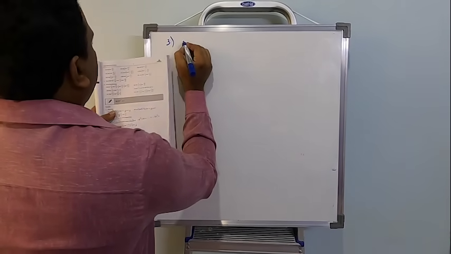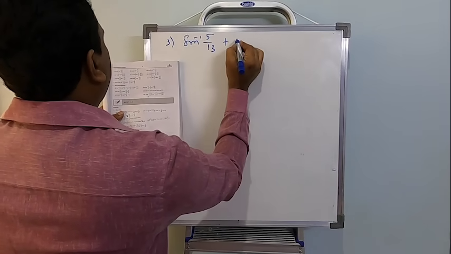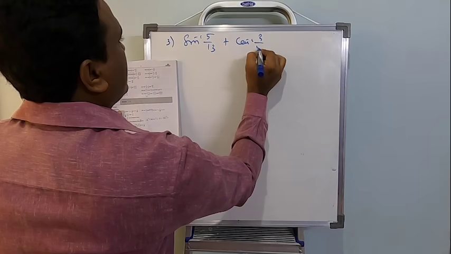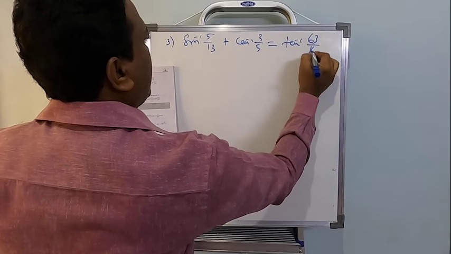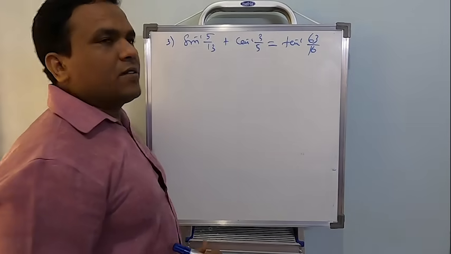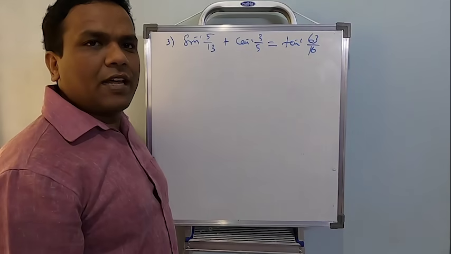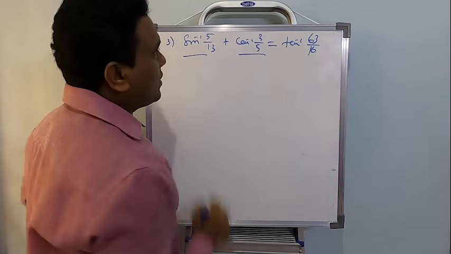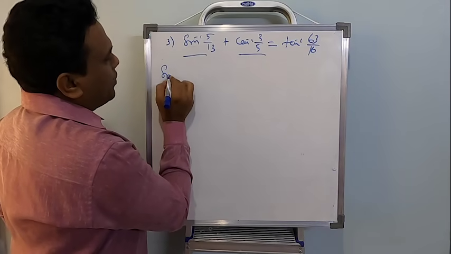Problem number 3: prove that sine inverse 5 by 13 plus cos inverse 3 by 5 is equal to tan inverse 63 by 60. Look at that. On the left hand side, one is sine inverse and one is cos inverse, but the required answer is in terms of tan inverse. The best option is to convert these two in terms of tan. So how to convert? Quite simple.